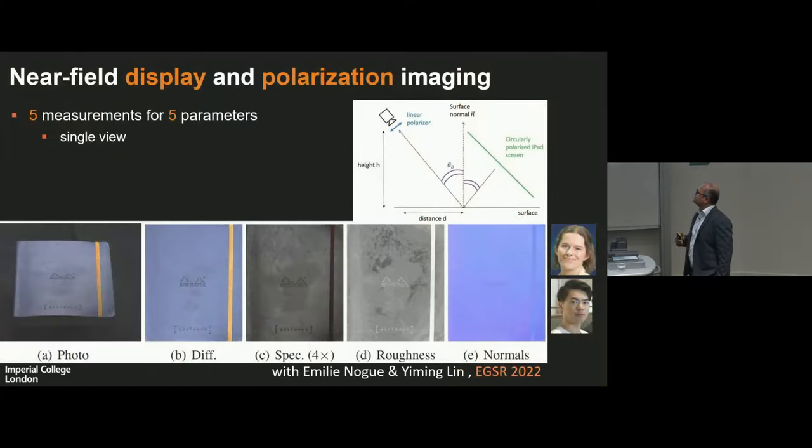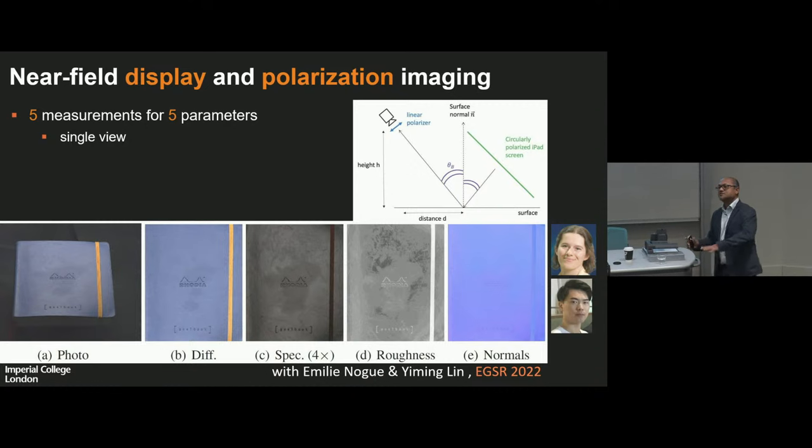That's what you get. More recently, with PhD student Emily Nogue, we have extended this technique to bring the reflectometry back indoors, replacing the environmental illumination with an iPad, a controlled illumination source. It allows us to further reduce measurements to a single view, and now we are almost optimal because we just require five measurements to directly extract five parameters. There are two parameters encoded in the normal map, so that's why the 5:5 ratio. In that case, we do not need to do any optimization. It's direct information of all of these channels.